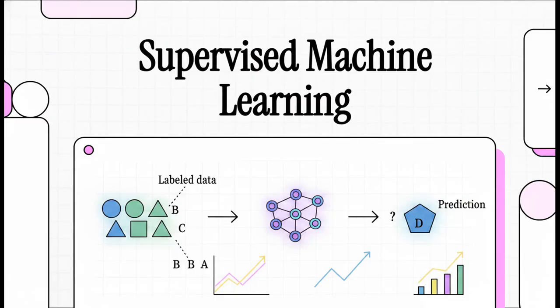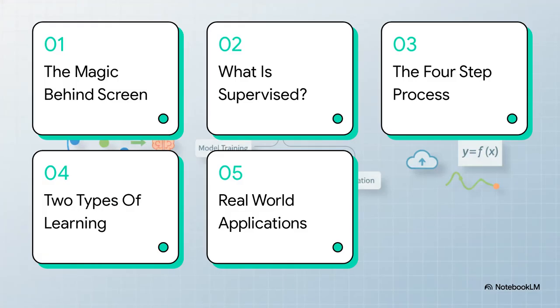So today, we're breaking down the exact mechanics of this invisible technology. We're going to use the core concepts of supervised machine learning to see exactly how these computers learn. Okay, let's dive into this. Here is our roadmap for today's explainer. The magic behind your screen, what is supervised learning, the four-step process, two types of learning, and finally, real-world applications.